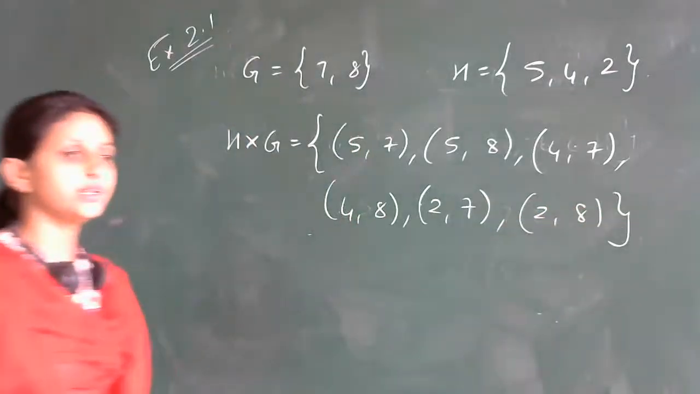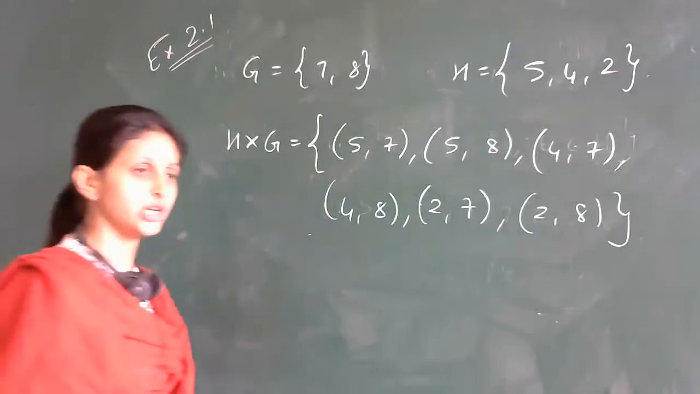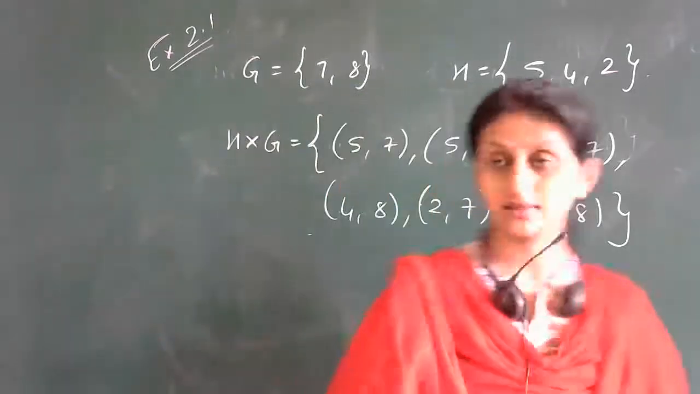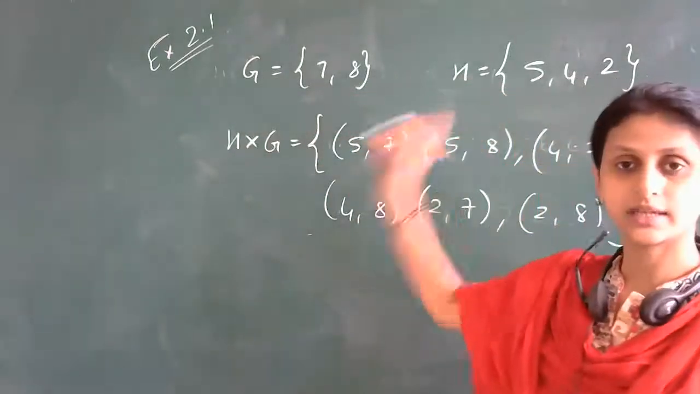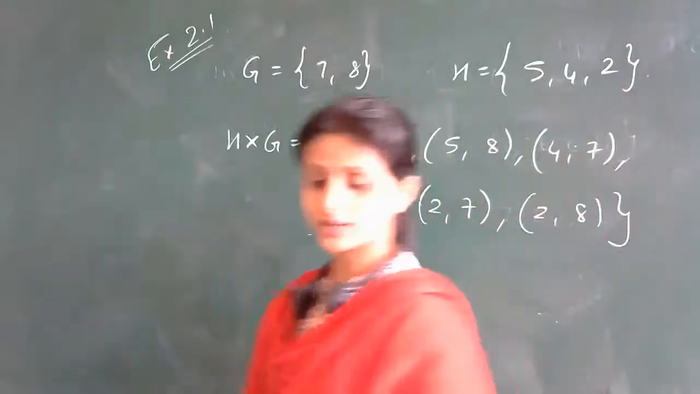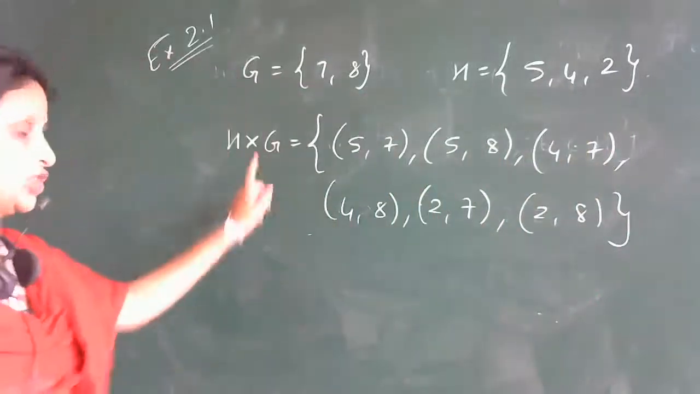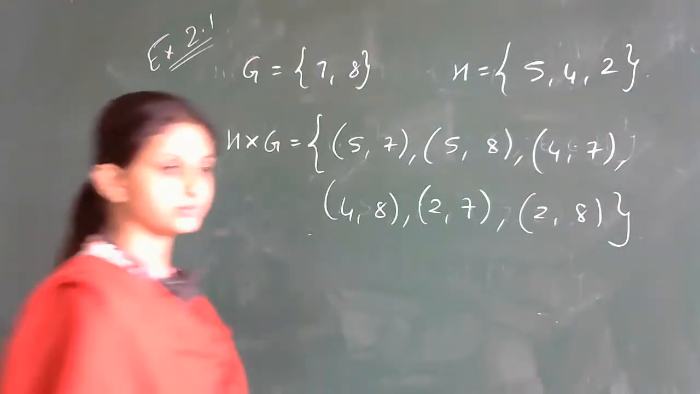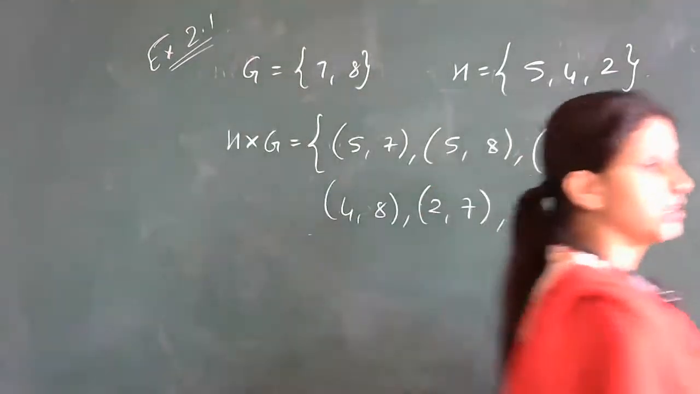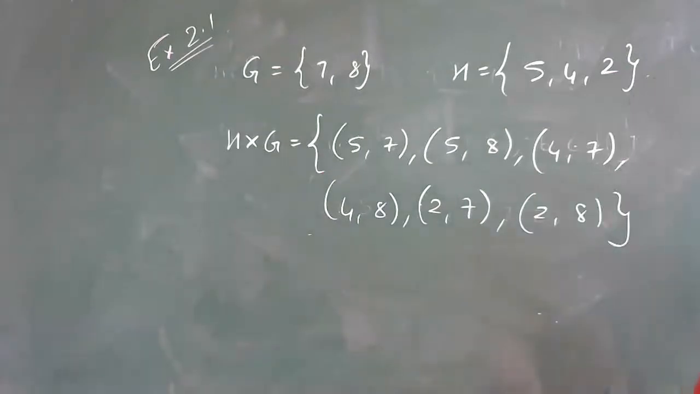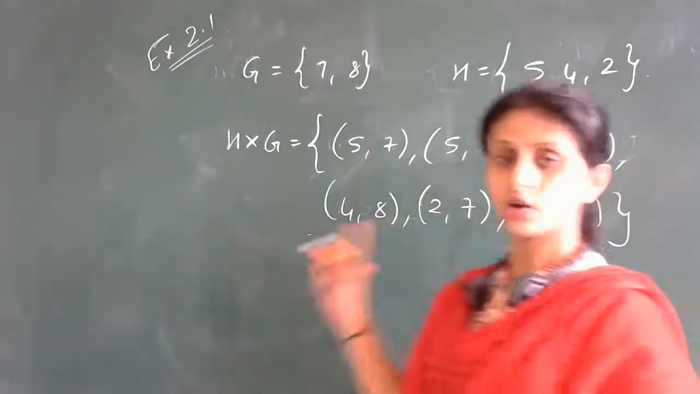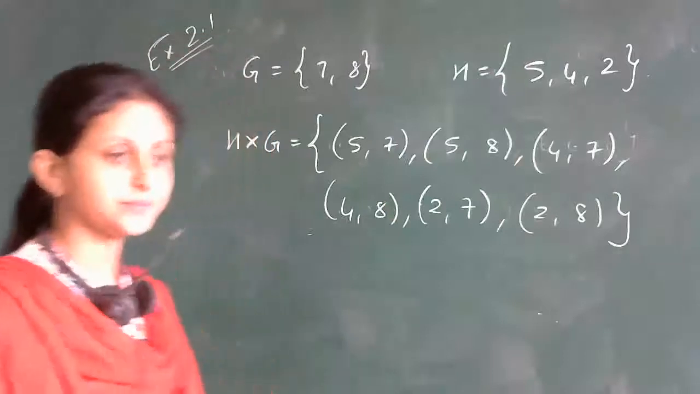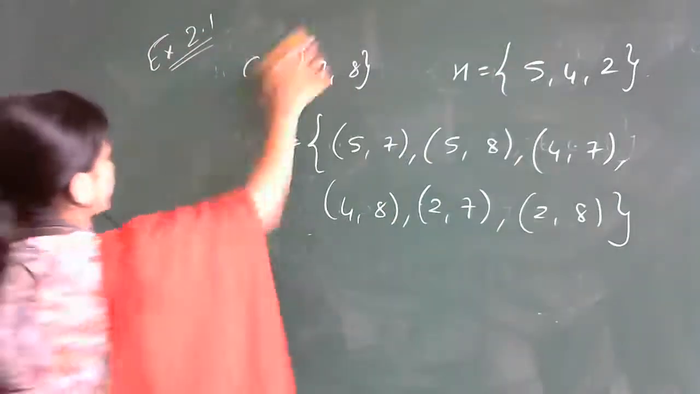Again in here in this Cartesian product H cross G, we will have 6 elements. 2 into 3, 6. Right, students? So this is my H cross G, Cartesian product H cross G. And you can observe, students, G cross H is not equal to H cross G. Both these are not equal. Right? Let us go for the next question now.